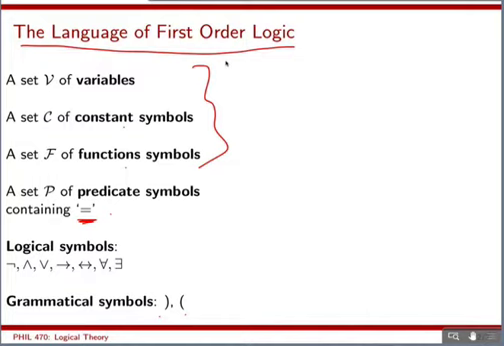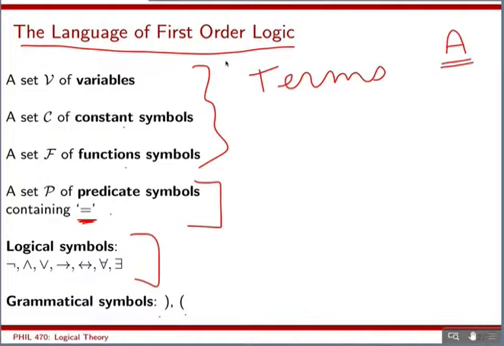Now, the full language of first order logic starts by looking at these first three components, the set of variables, the set of constant symbols, the set of function symbols, to define a set of terms. A term is just a way of naming particular objects in your domain. So let's imagine that we have some domain here, some set A, and we want to talk about elements of A. The variables, the constant symbols, and the function symbols are ways of talking about elements of A. And then the predicate symbols are ways of talking about properties of the elements of A. Okay, and the logical symbols are what we use to pull it all together.